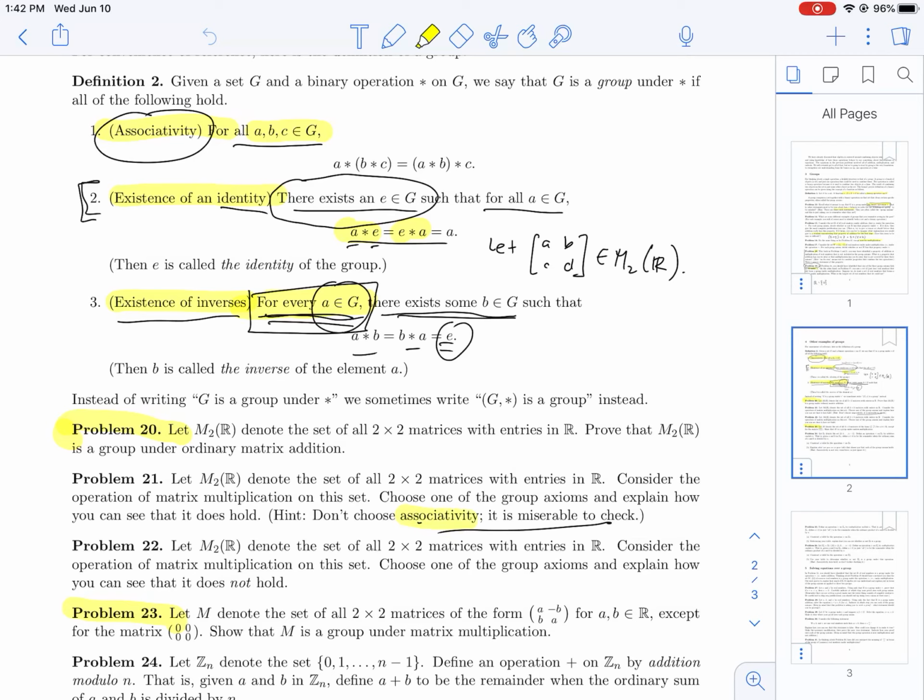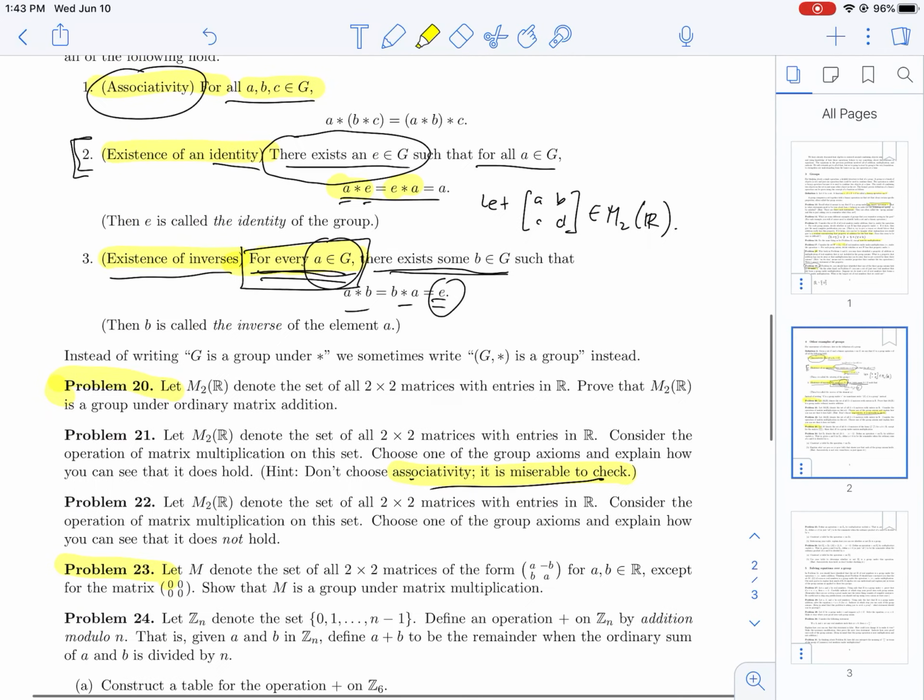Usually associativity is not nice to check. Although, I got to be honest with you, even though I said it would be miserable to check for 2x2 matrices, it's not really any worse than what Ashley and Shihan did to check it for just the guys in problem 23. But in any case, for 21, we talked about that one with the identity property a little bit already.